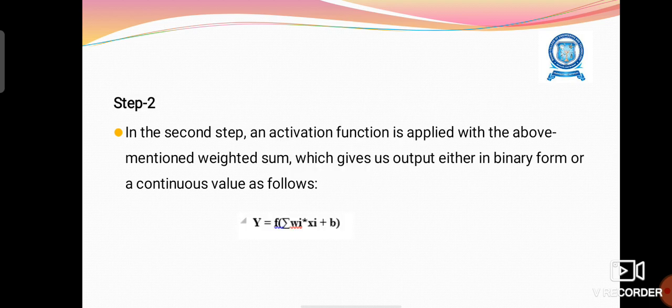Then in step 2, the previous value will be applied to the activation function, which gives us output either in binary form or continuous value. So f of the previous value, f of summation of wi times xi plus b. This is the application of the activation function, which finally produces our output y.